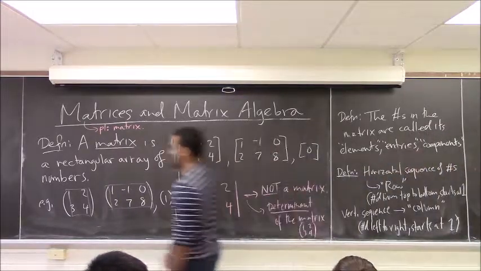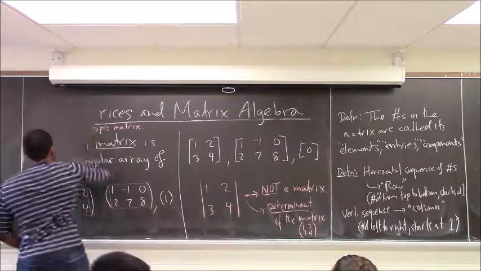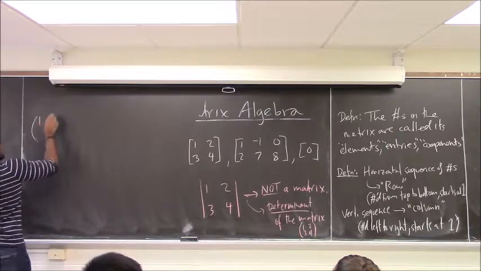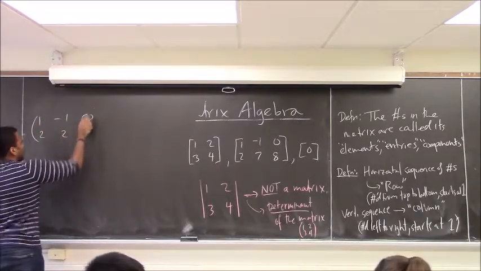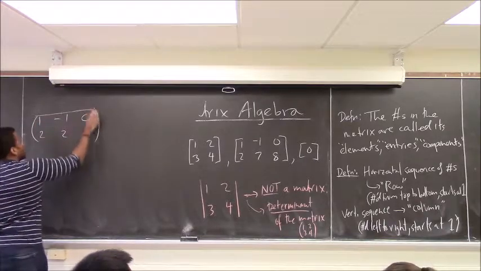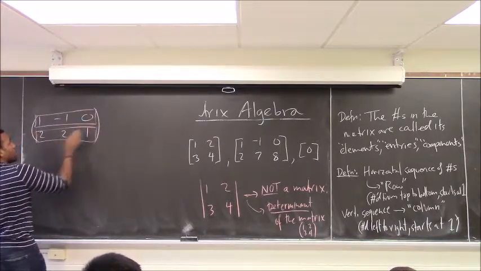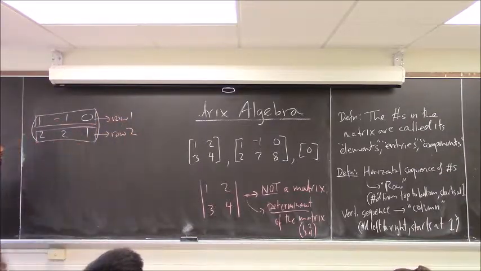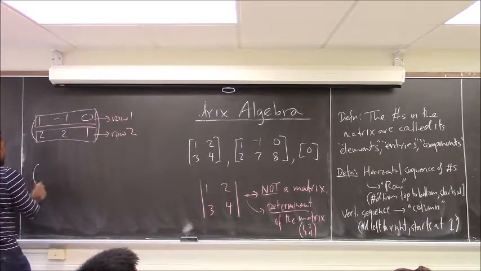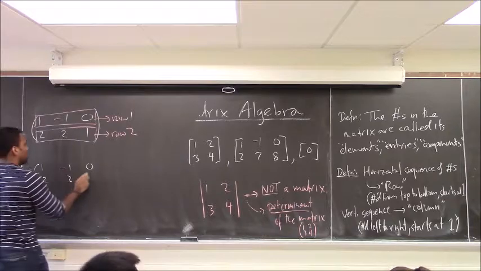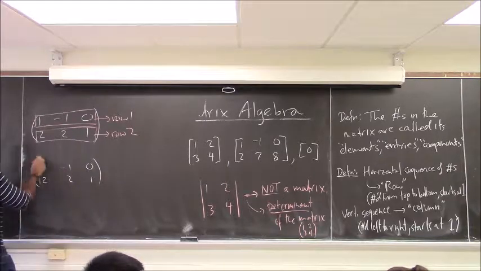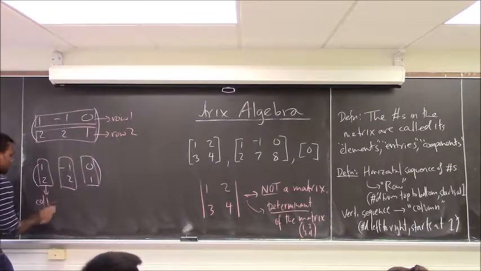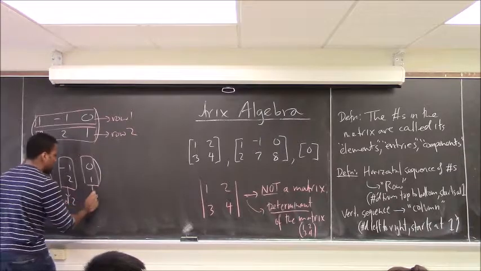So, for example, matrix 1, minus 1, 0, 2, 2, 1. If I look at the horizontal list of numbers here, this is called row 1. That is row 2. You start numbering them from top to bottom, going down. If I look at the same matrix, 1, minus 1, 0, 2, 2, 1, when I look at the vertical sequence of numbers, these are called the columns of the matrix, and they're numbered from left to right. That's column 1, that's column 2, that's column 3.